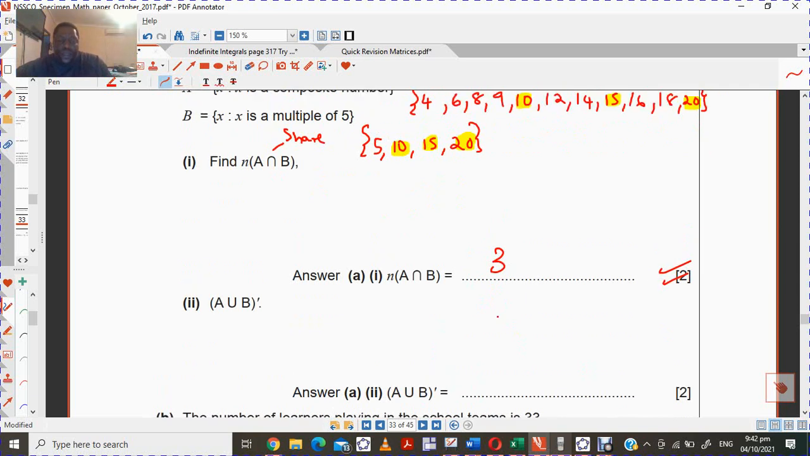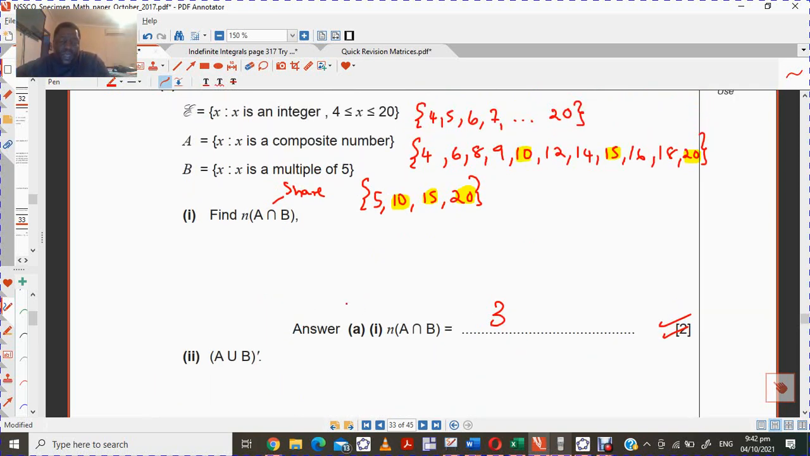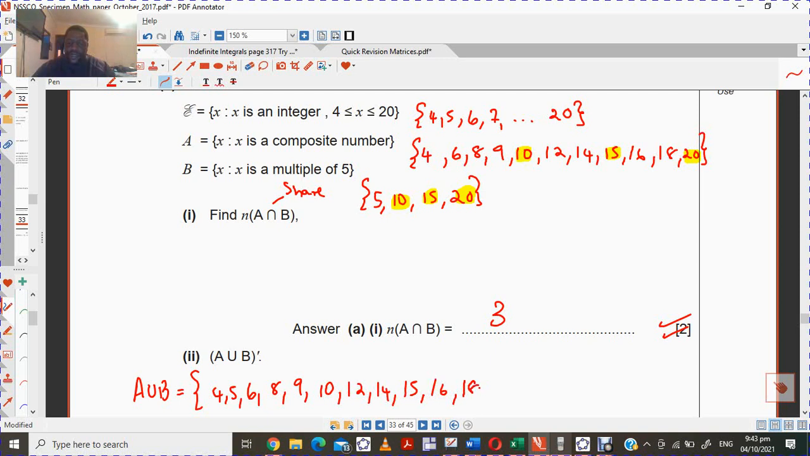Right, A union B complement. Let's look at what is in the union of A and B and what is not there. If you have to write down the union of A and B, A union B would be 4, 5, 6, not 7, 8, 9, 10, not 11, 12, not 13, 14, 15, 16, not 17, 18, and 20.